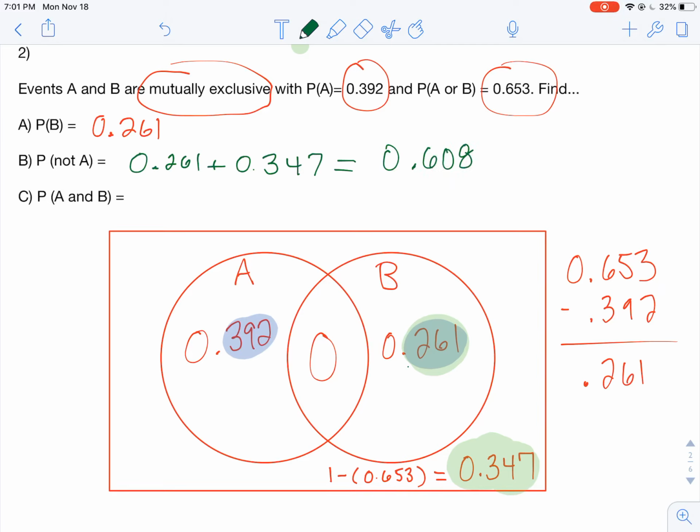Now for the last part here, probability of A and B happening. Well, since they're mutually exclusive, they can't happen at the same time, so the answer is going to be 0.